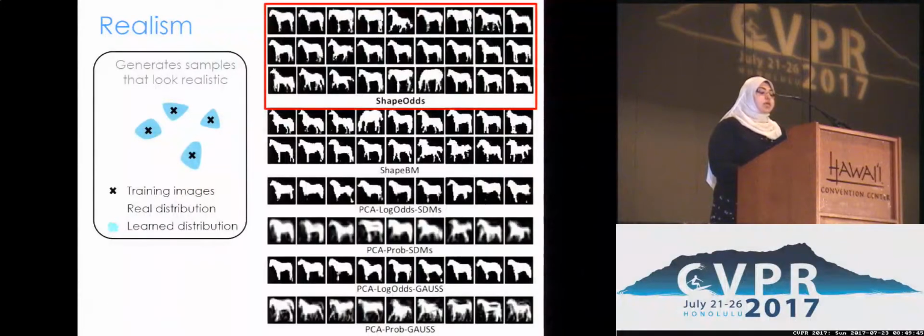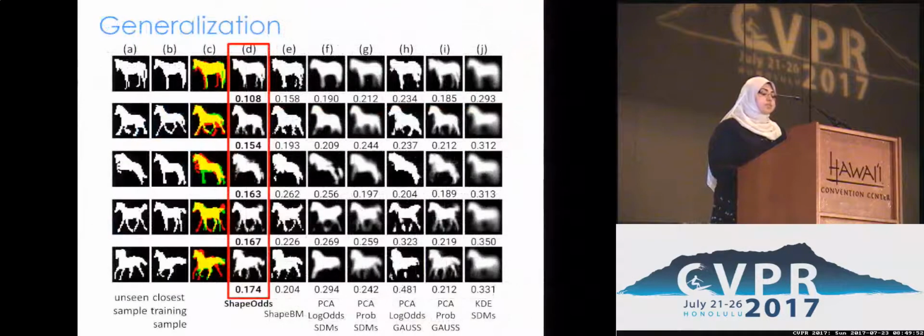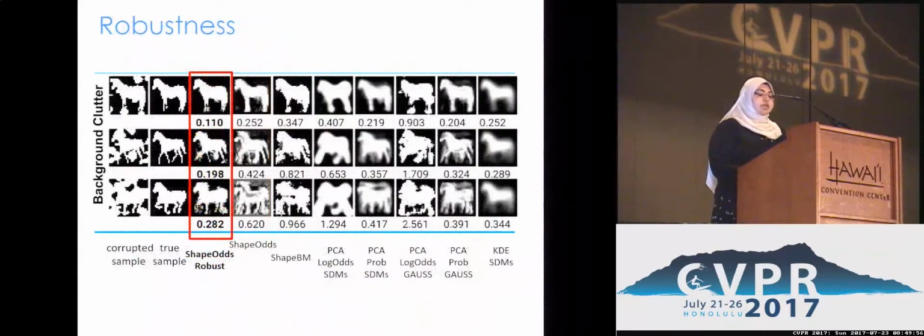For realism, ShapeOdds can generate crisp probability maps with significant shape variability while preserving shape details. For generalization, ShapeOdds can generalize to unseen examples in non-trivial ways. ShapeOdds can also recover realistic-looking shapes from corrupted ones as compared to other baseline models.